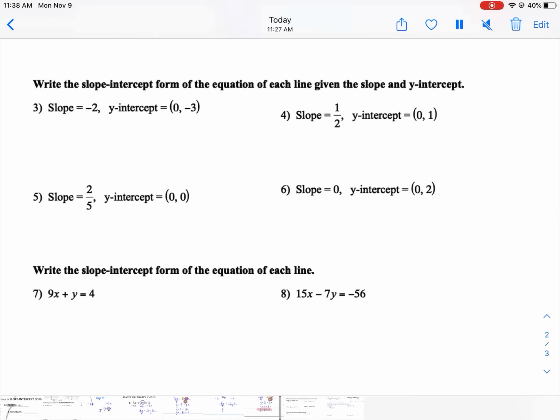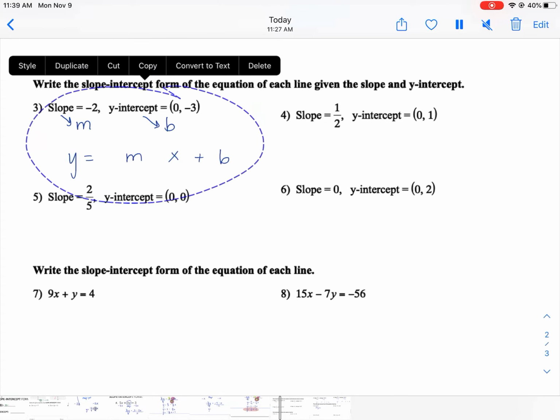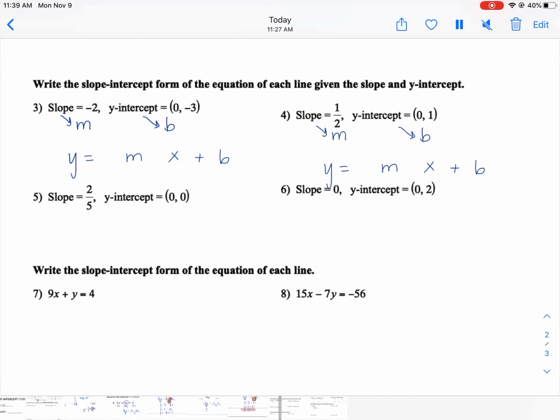Okay, now we're even told the slope and the intercept. All right, slope m, y-intercept b, plug those bad boys in. Bada bing, bada boom. We're going to do that for all of these next four.